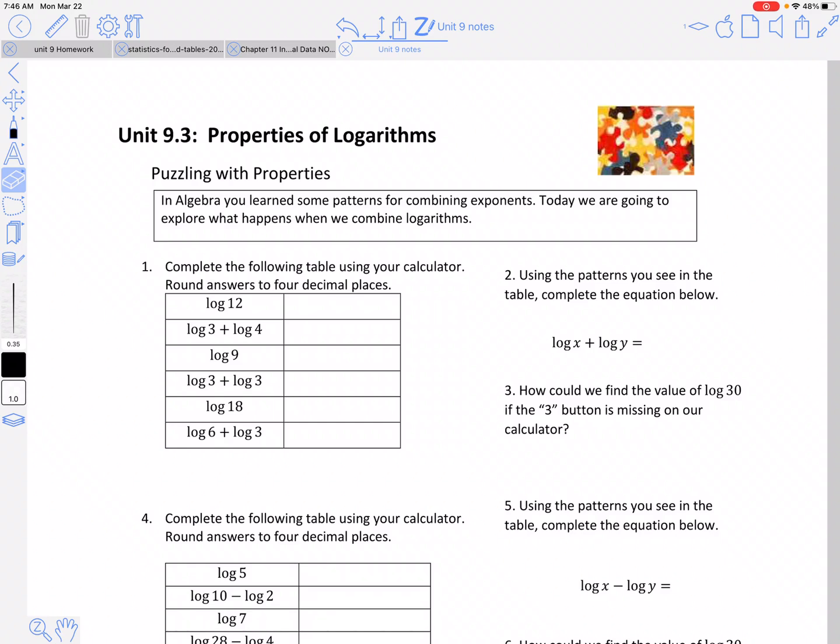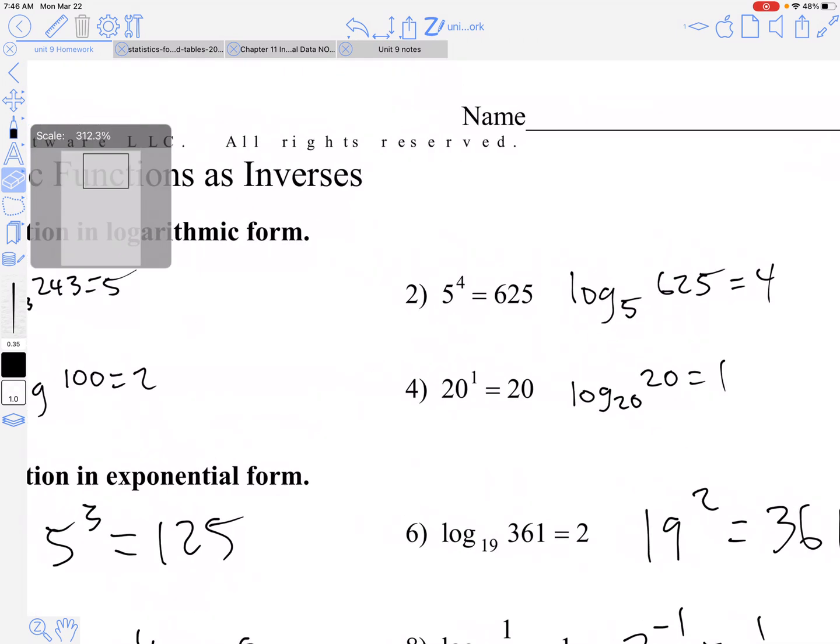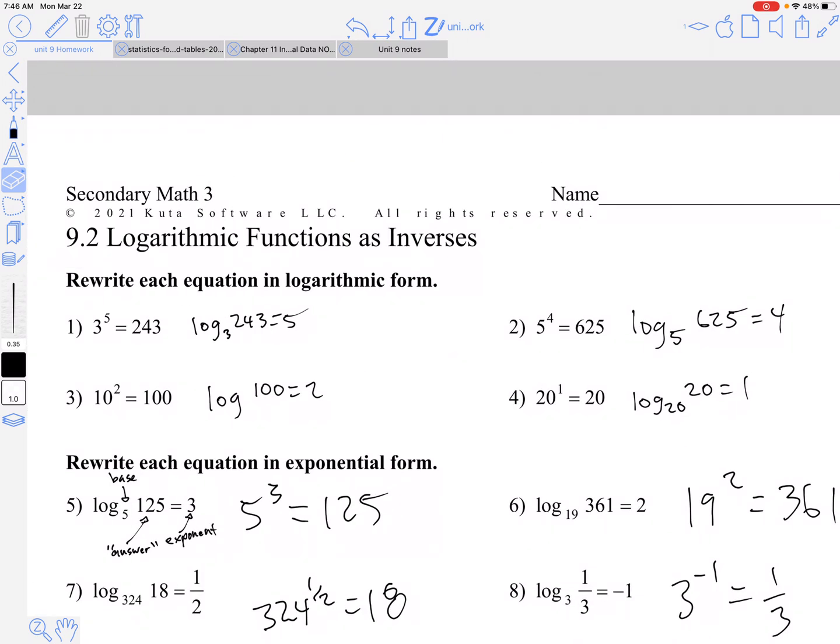All right, this is 9.3 properties of logarithms. We're halfway through our logarithms unit. So what we're going to do first is go over the homework. If you have that, pause this, pull that out. So here was 1 through 4.